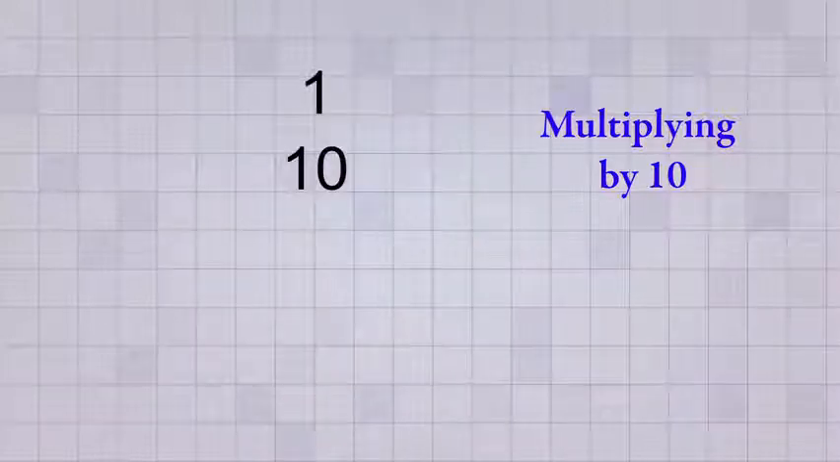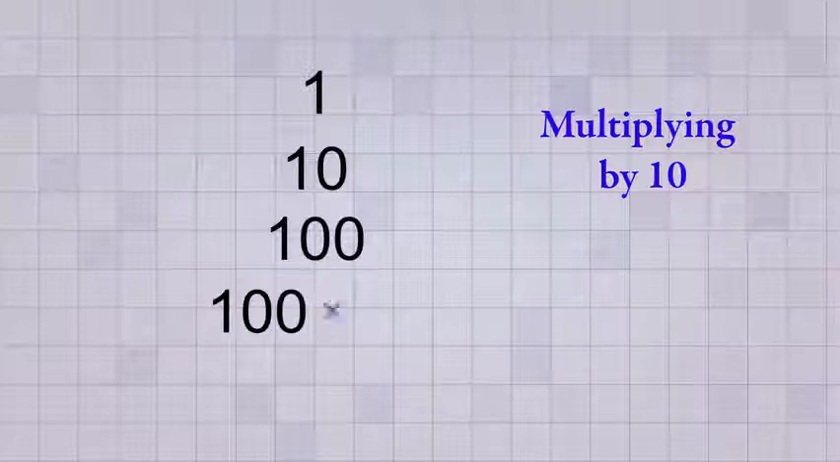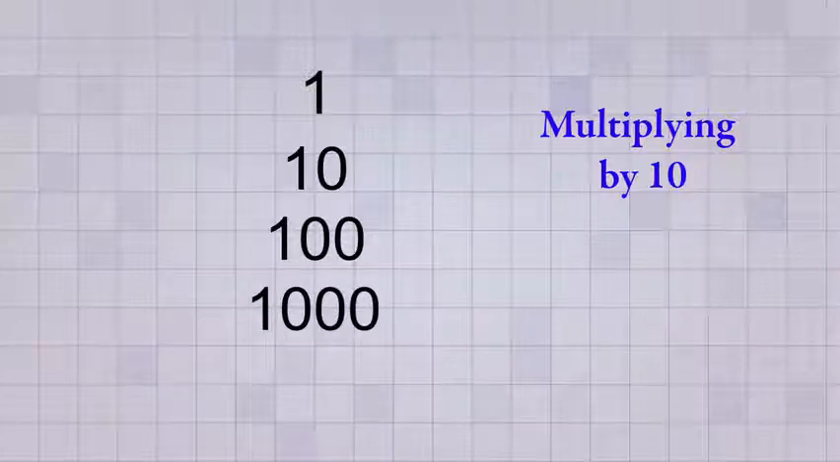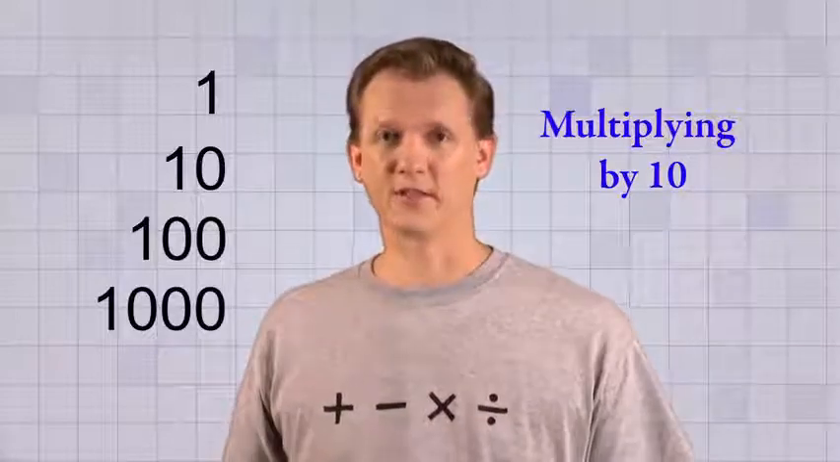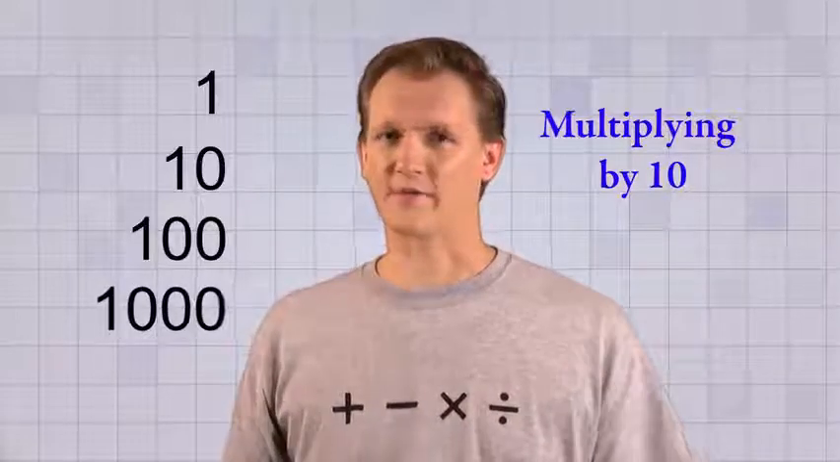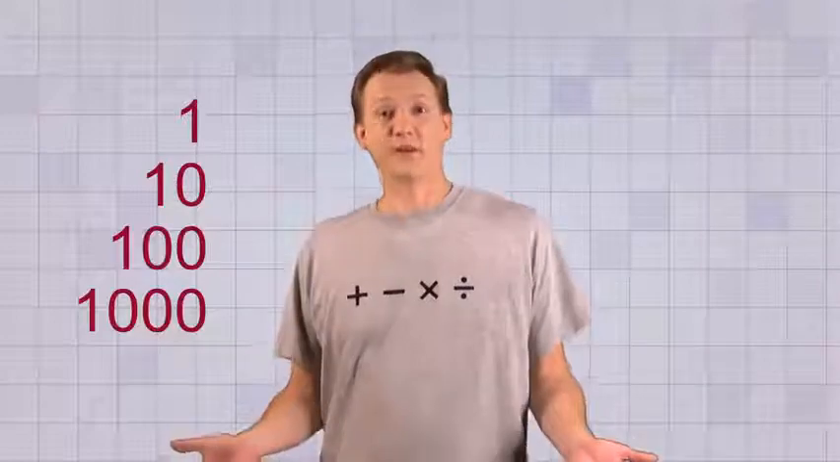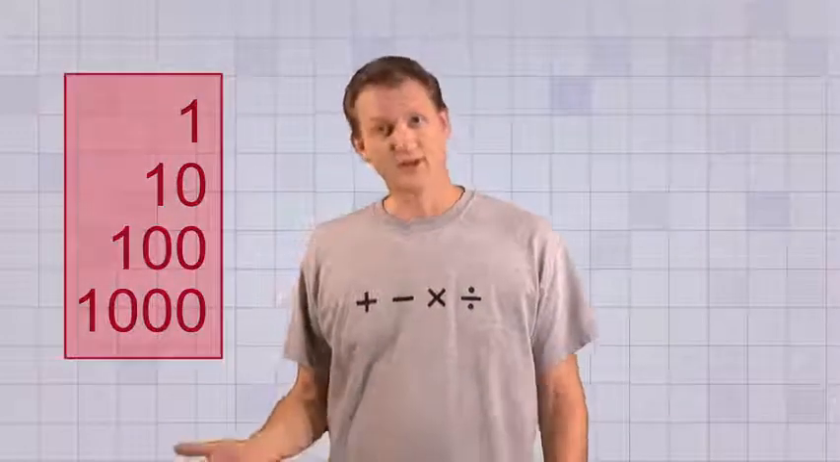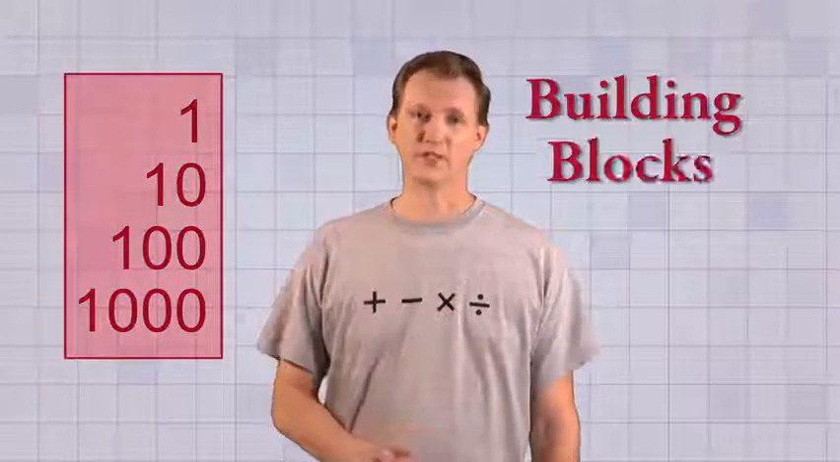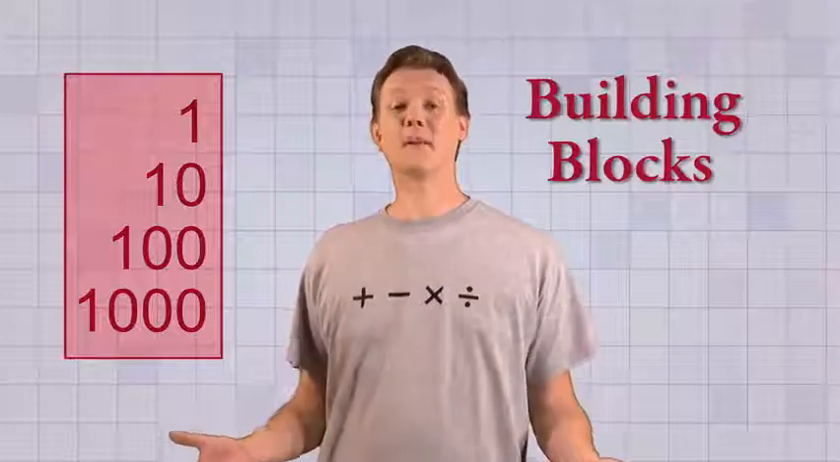And the one after that is 10 times 10, or 100. And the one after that is 100 times 10, which is 1,000. I could keep on multiplying by 10 to get bigger and bigger building blocks, but I think I'm going to stop at 1,000 for now. So what am I going to do with all these powers of 10? Well, like I said, they're the building blocks of our counting system. So I'm going to count with them.